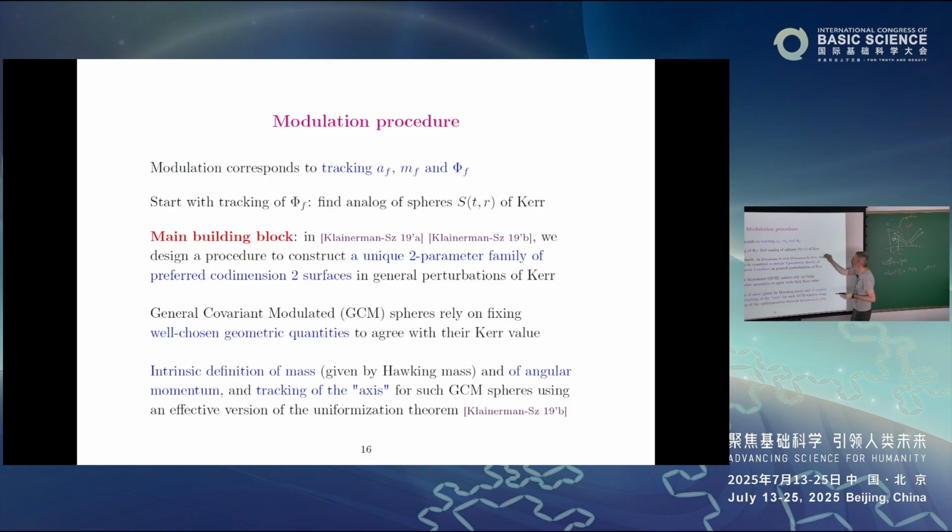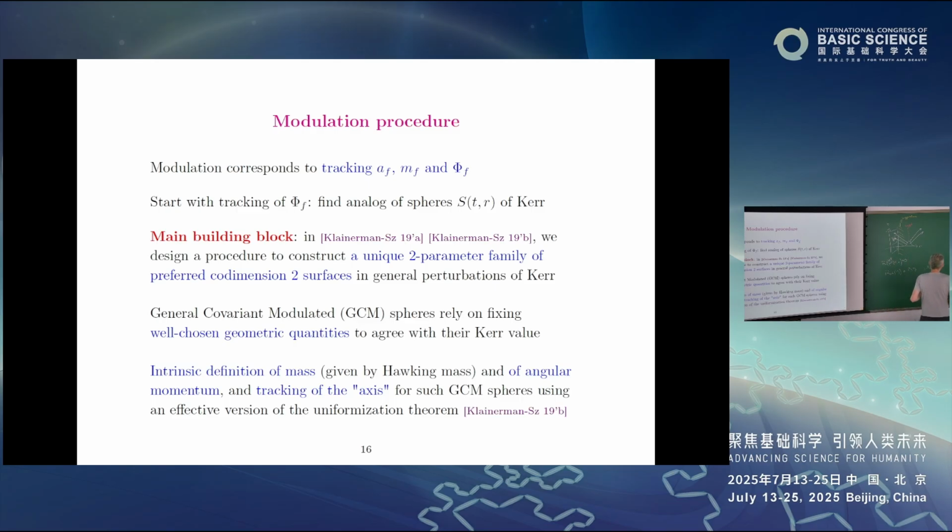Let me remind you what modulation is. Modulation is that I want to track the final parameters in my evolution, which are the final mass, the final angular momentum, and the final coordinate system. The final coordinate system very much depends on the gauge you chose, right? You have a huge gauge freedom, you have full diffeomorphism invariance. So here I will explain what I do in our gauge. Of course, the explanation could be different in a different gauge.